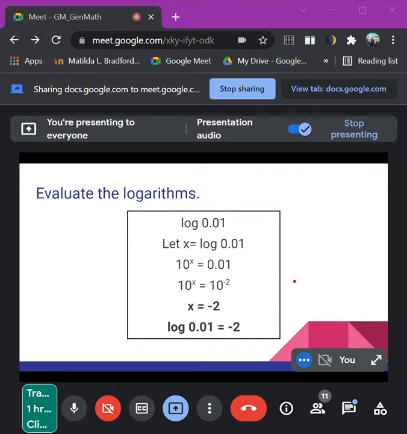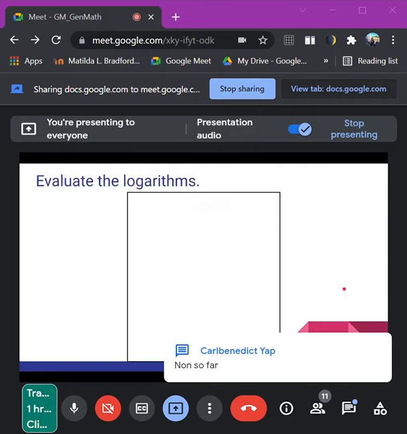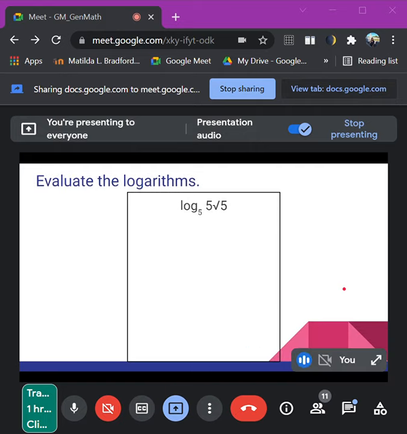Okay, none so far. Very good. Now, let's have the last example. You have there the log of 5 square root of 5 with base 5. So, same process. Let x is equals to the logarithm of 5 square root of 5 with base 5. So, now, how are we going to change this into exponential form?